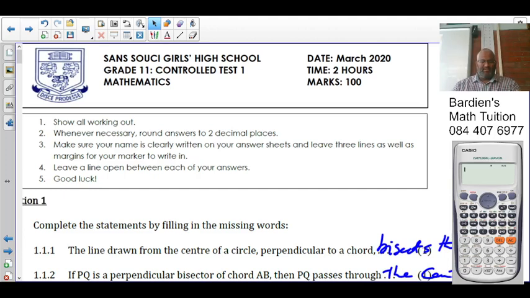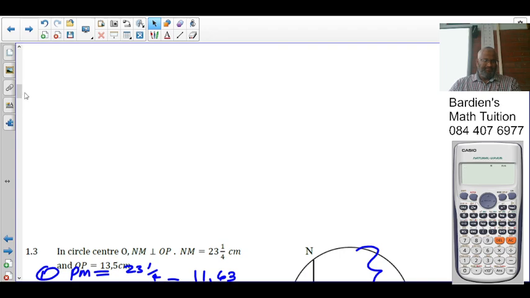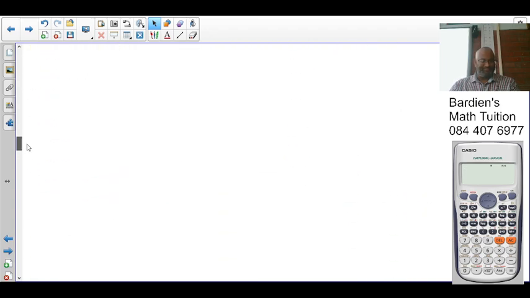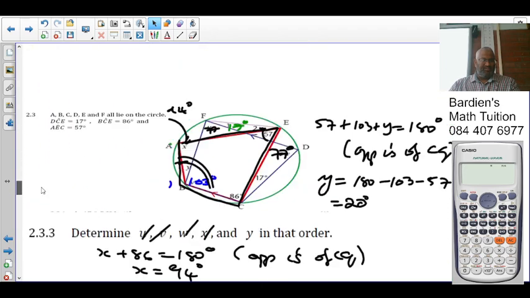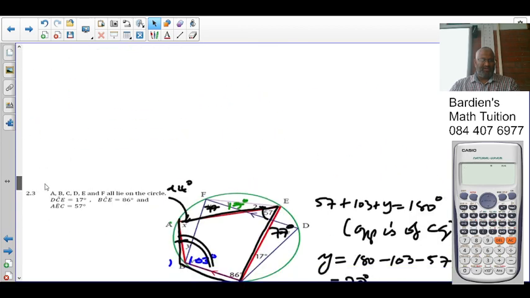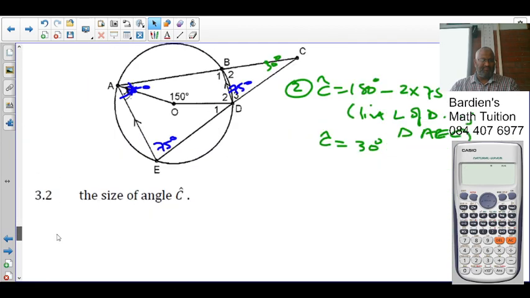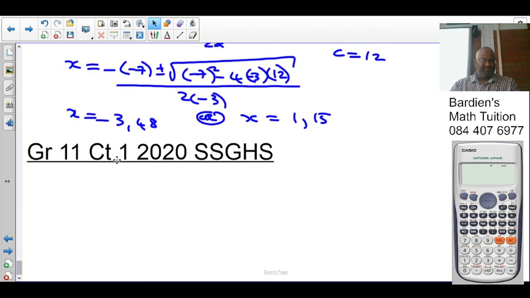Okay, good morning class. At this point we're looking at the Sansuzi control test 1 of grade 11 of 2020. In the description box you'll find the proof to that theorem.